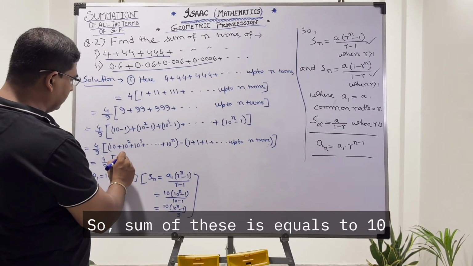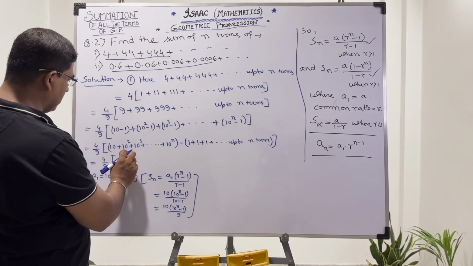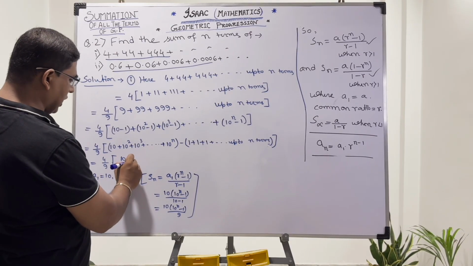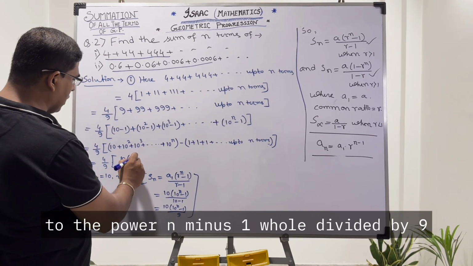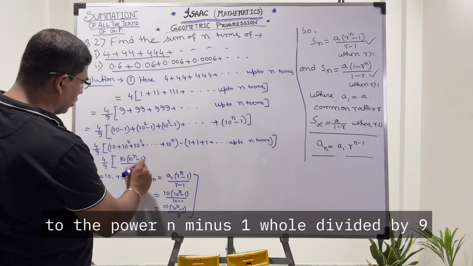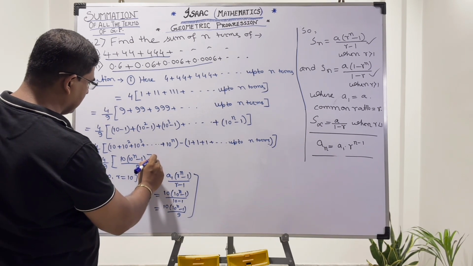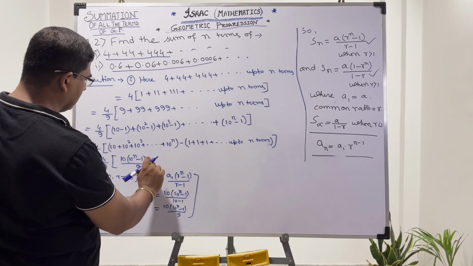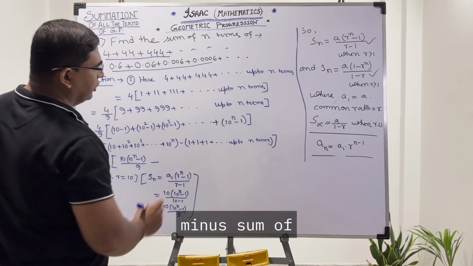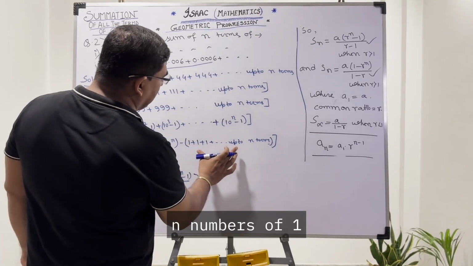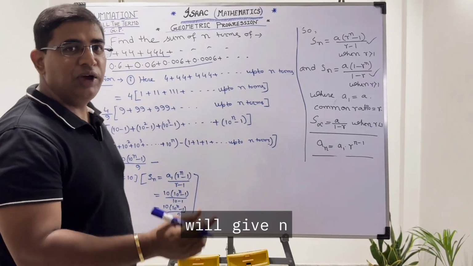So the sum of this is equal to 10 into 10 to the power n minus 1, whole divided by 9, minus the sum of n numbers of 1, which will give n.